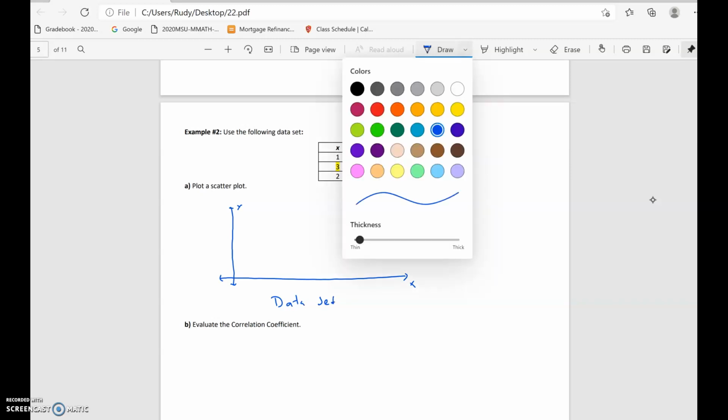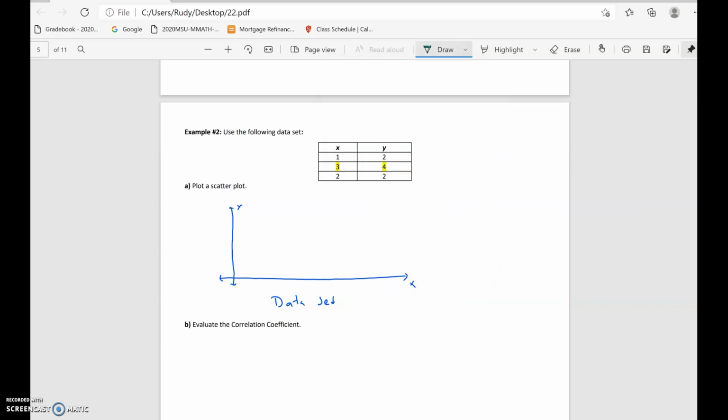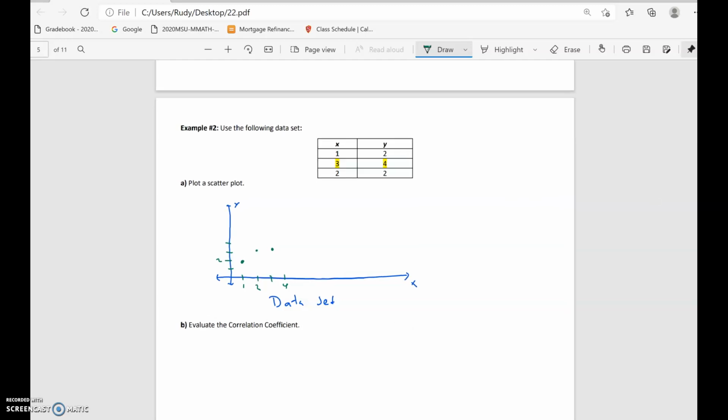And then the first coordinate point that we're going to plot is 1, 2. This is 1, 1, 2. That would be this coordinate point. Then 3, 4: 1, 2, 3, 4. So it'll be 3 and technically 4, and then 2, 2. So 1, 2. This will be 2, and that would be this coordinate point. And that's all that's needed.